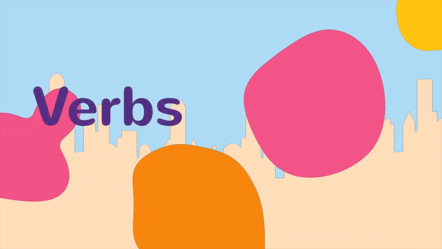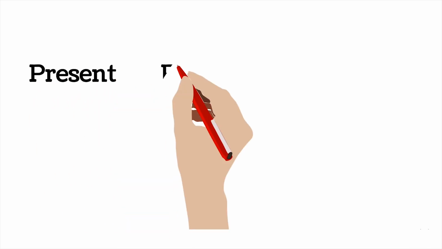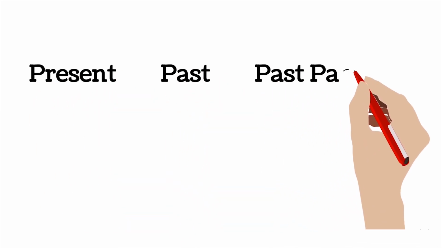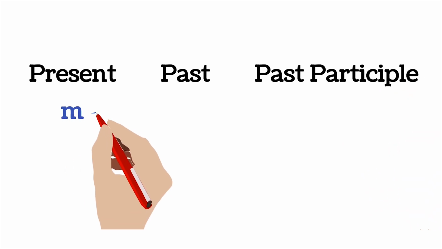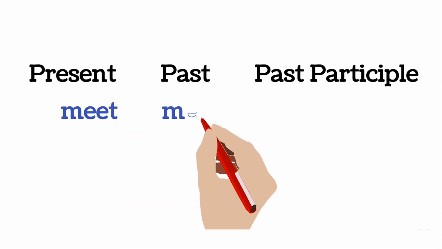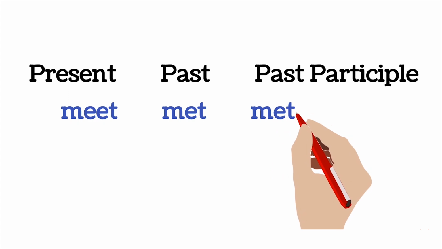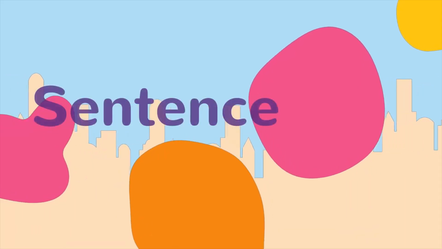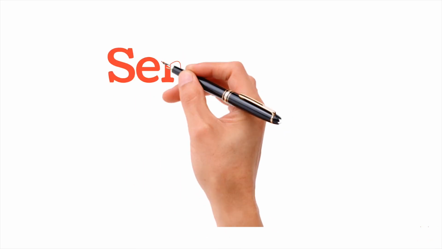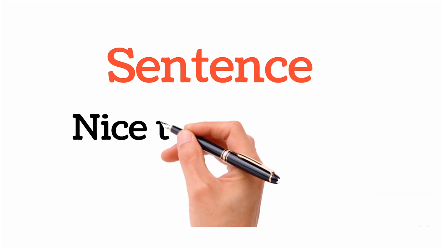Check the verbs. The verb, meet. To see and talk to someone for the first time. In present, meet. In past, met. In past participle, met. Sentence. Nice to meet you.